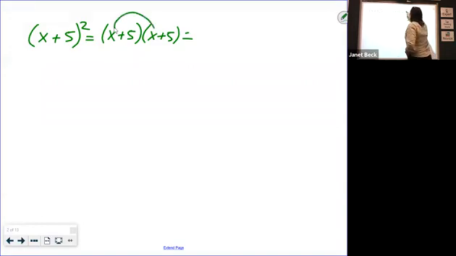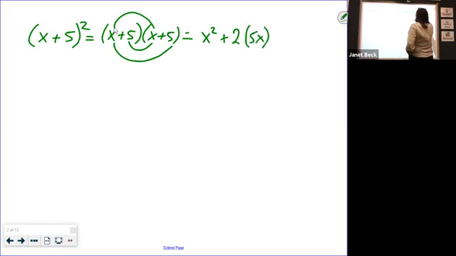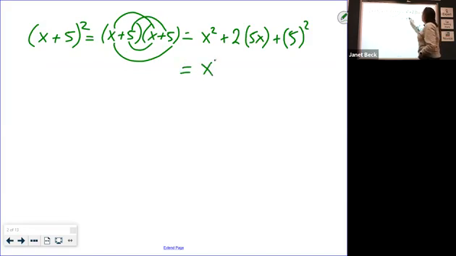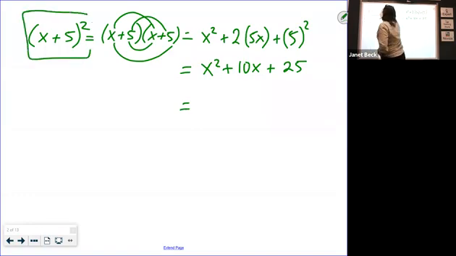The first term would be x squared. Your outer would give you 5x, and your inner would give you 5x. You get 2 lots of 5x. And then your last term is plus 5 times plus 5. It's plus 5 squared. Now, obviously, we don't write it like that. We would write it as x squared plus 10x plus 25. And that, in factored form, is this.